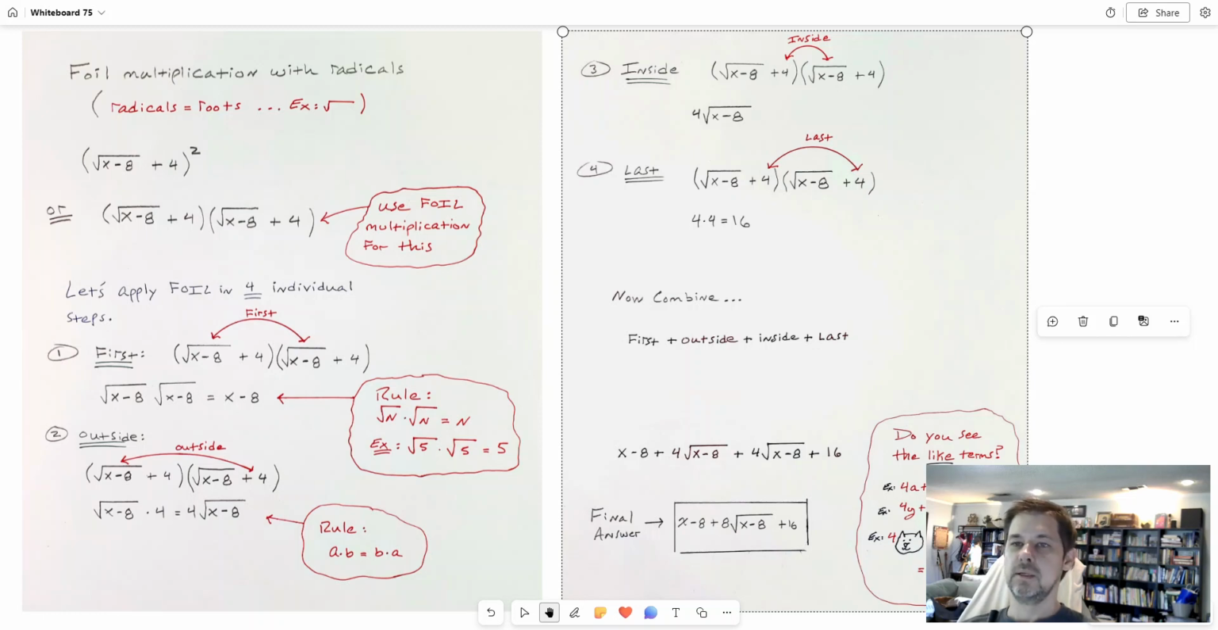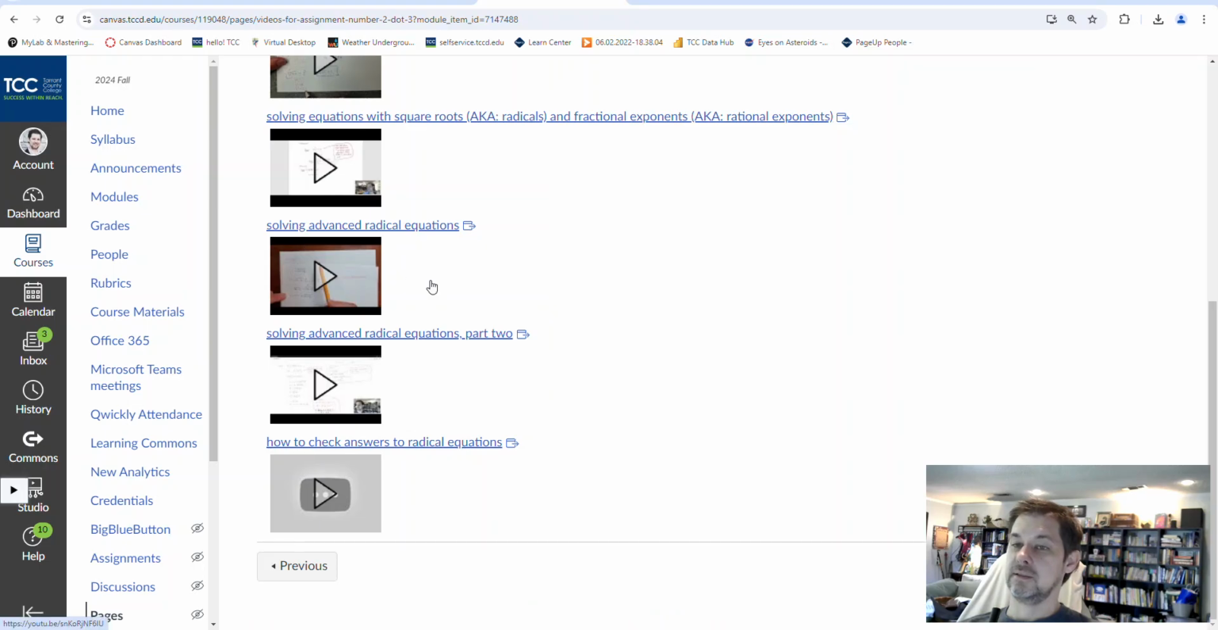Hello everybody. So I'm making this video to help you out a little bit with FOIL multiplication. And before I tell you the context for this, you'll find in this lesson some other videos and other problems in my math lab that deal with solving radical equations. So this is about a component of that procedure.